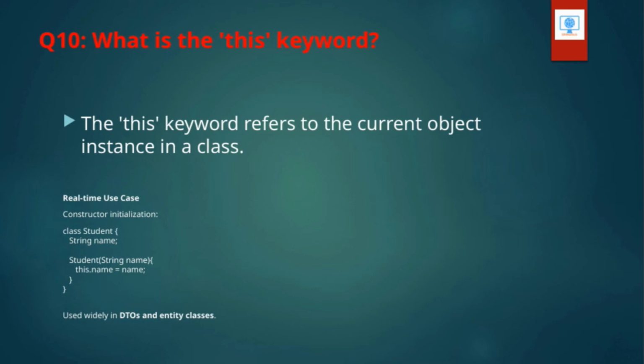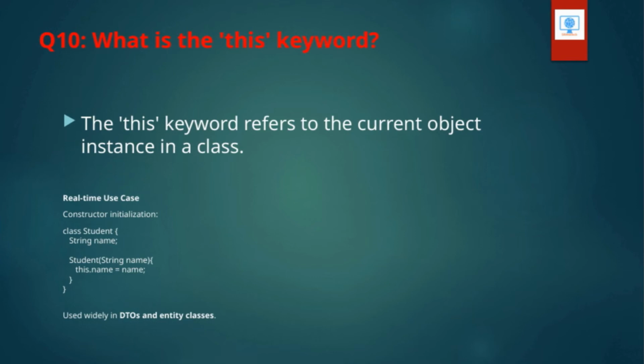Imagine we have a student class with a name attribute. When we create a new student, we pass in the name. Inside the constructor, we write this.name = name. Here, this.name clearly refers to the name attribute of the current object, while the name on the right side is the parameter passed to the constructor. This use of this helps distinguish between instance variables and parameters that have the same name, which is quite common. It makes the code clearer and avoids confusion.